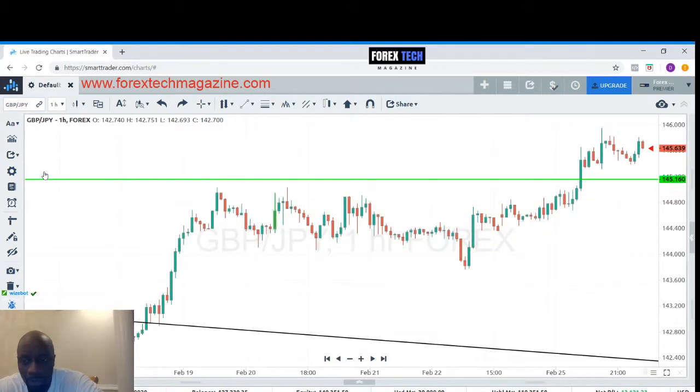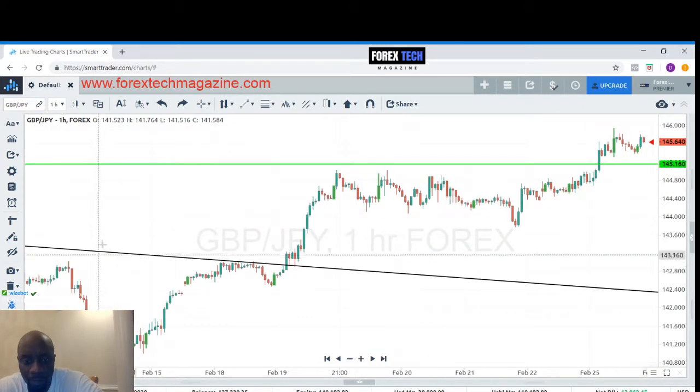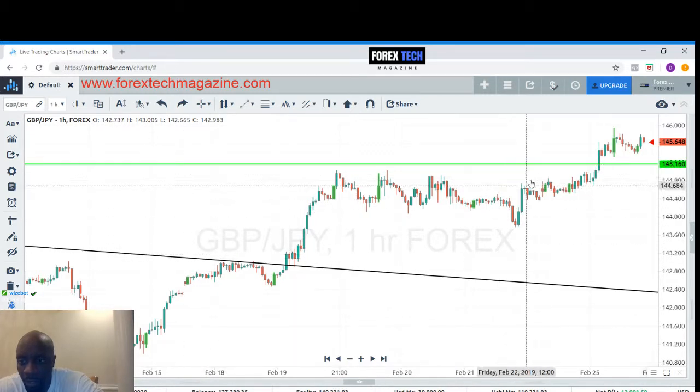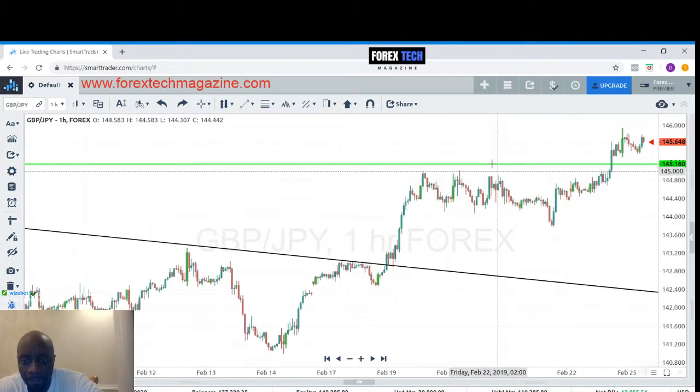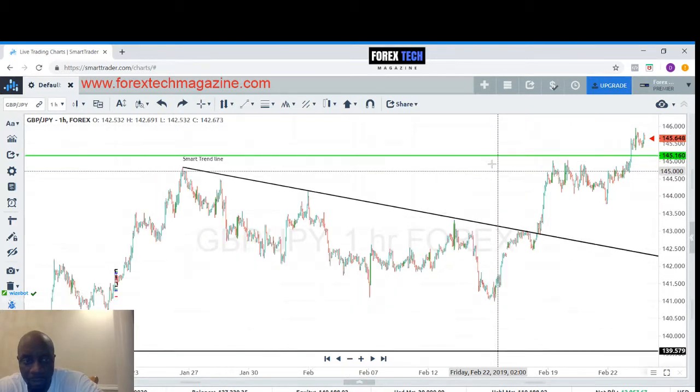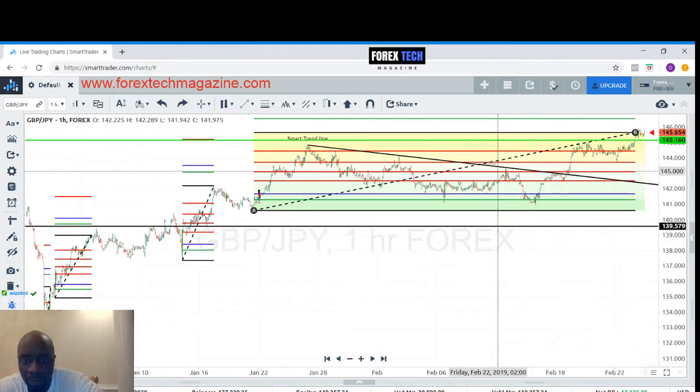Let's see, Great Britain pound, Japanese yen. This one right here actually hit the price target. Remember we had the price target here, marked with this lime green line. So that went through. Are there any opportunities for us to get back in on this trade or another trade?